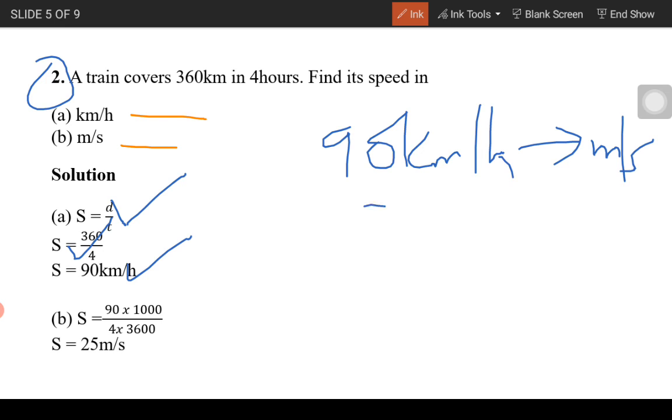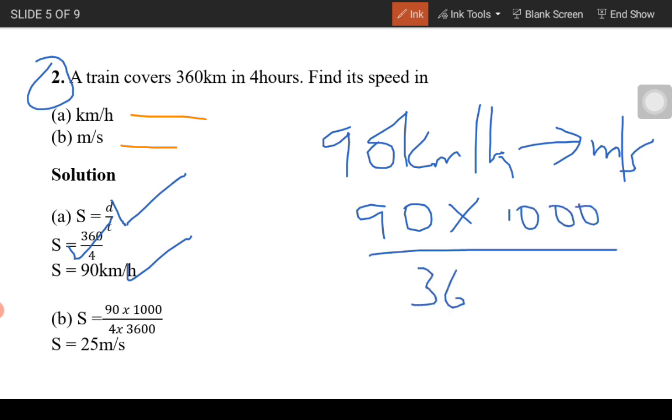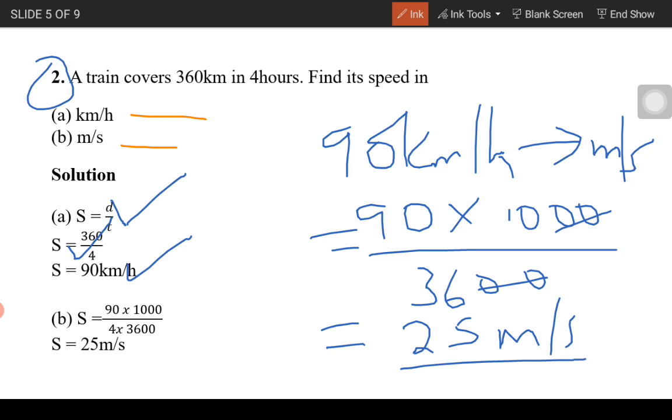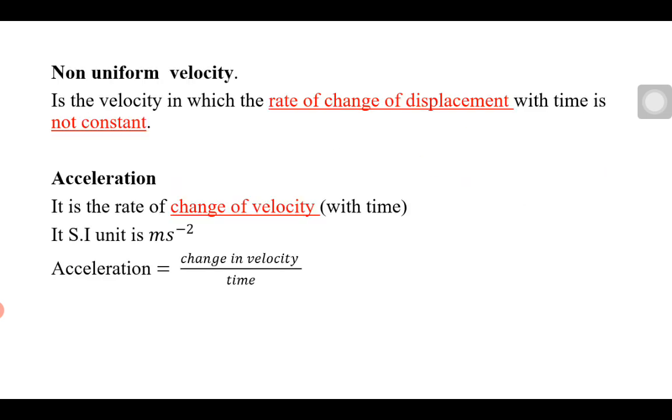As I told you before, we say 90 times 1000 divided by 3600. Two zeros cancel, and we do the needful, which if you use your calculator should give you 25 meters per second. You can either write it as m over s or ms negative 1. This is in the index notation, or scientific notation. So we can move to the next slide as well.